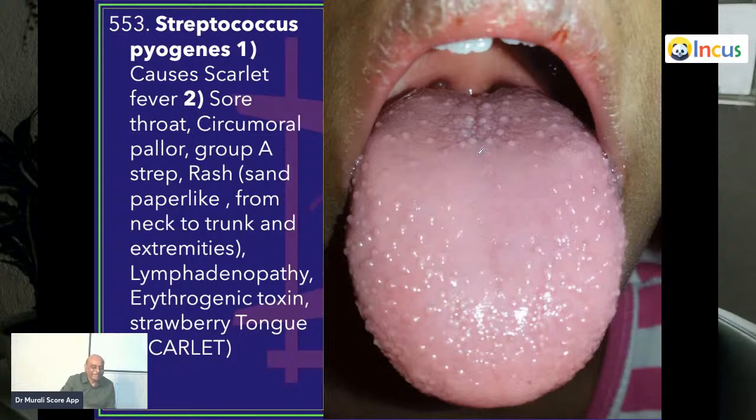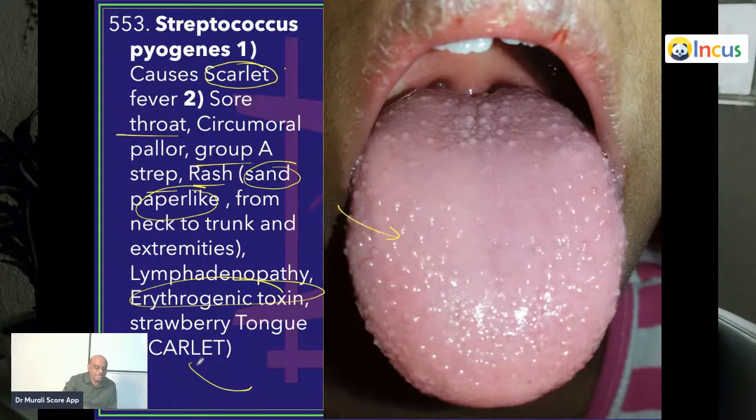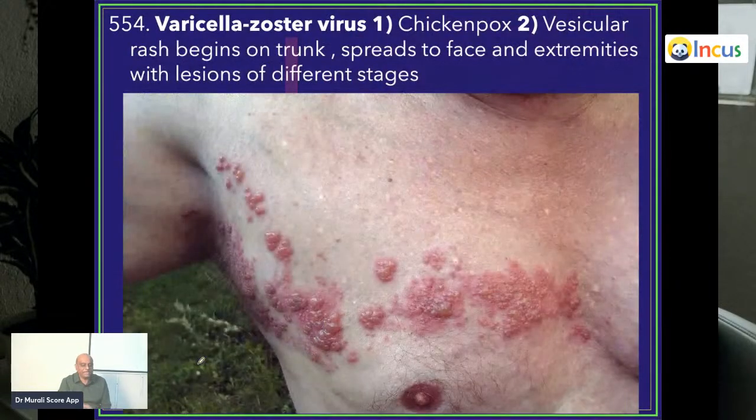So, good. Streptococcus pyogenes causes scarlet fever, sore throat, circumoral pallor, group A streptococcal rash, which is sandpaper-like in consistency. I earlier showed you one illustration also. And erythrogenic toxin, what is this called? Strawberry tongue, which is seen in scarlet fever. So these are all the buzzwords, doctor. Sandpaper-like rash, then erythrogenic toxin, strawberry tongue, scarlet fever. You should not forget.